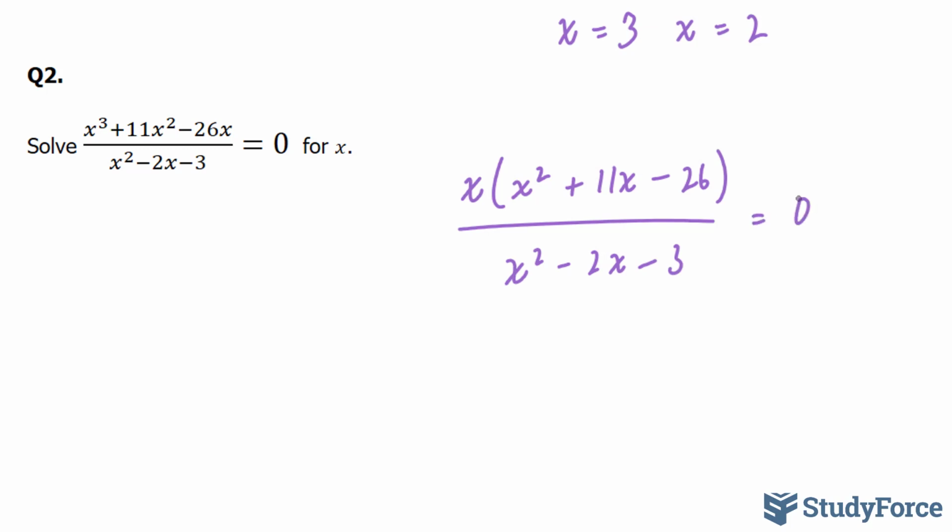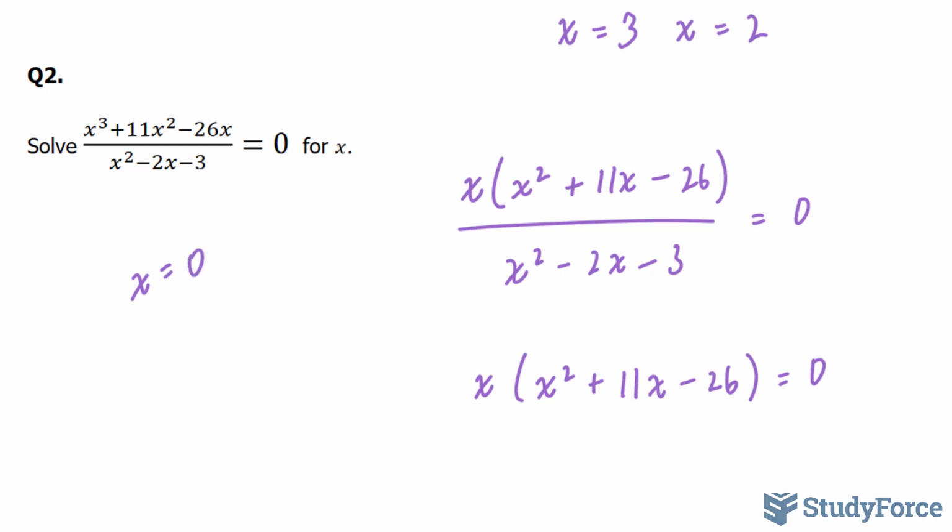And just like we did before, we'll multiply both the left side and the right side by the denominator because we want to get rid of that expression. And if we do that, if you multiply this by 0, you end up with 0. And if you multiply this whole thing by x squared minus 2x minus 3, it cancels out. So on the left side, you're left with simply x times (x squared plus 11x minus 26) is equal to 0. And now it's a simple matter of solving for x. If we divide both sides by this whole expression, we end up with x is equal to 0. So that's one of our solutions.